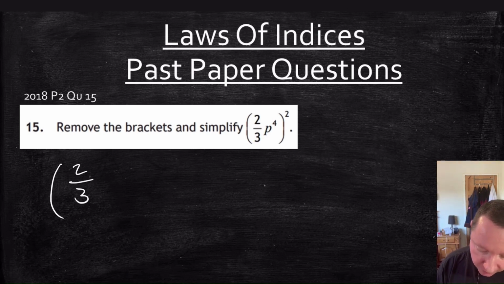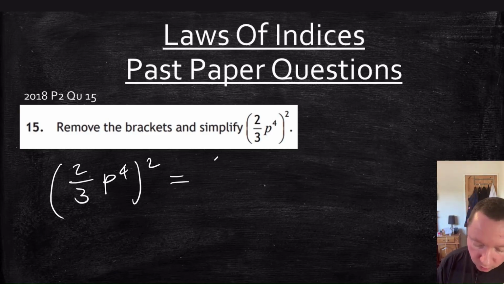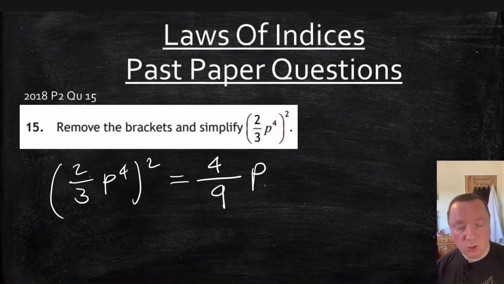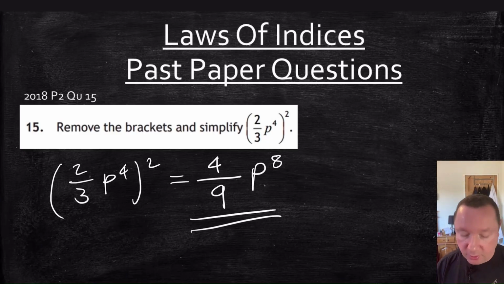2/3 p to the 4, all squared. So I need to square my fraction. So 2 2s is 4 over 3 3s is 9. p, and we times the powers. 4 times 2 makes 8, and we're done there.